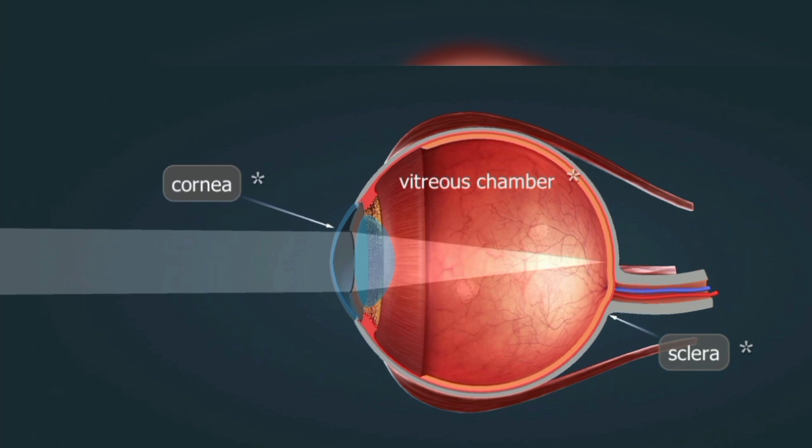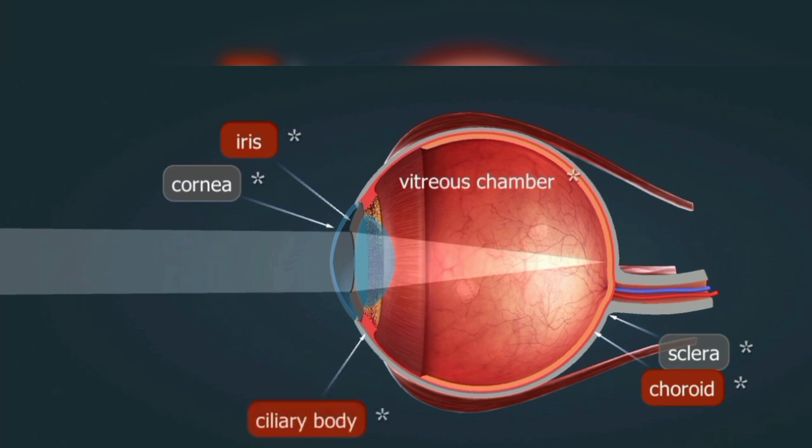The second layer is the choroid, which contains blood vessels that supply the eye. Its continuation at the front of the eye is the ciliary body and the iris. The smooth muscles of the iris are responsible for the pupillary light reflex. The iris contains pigments which lend human eyes their color.